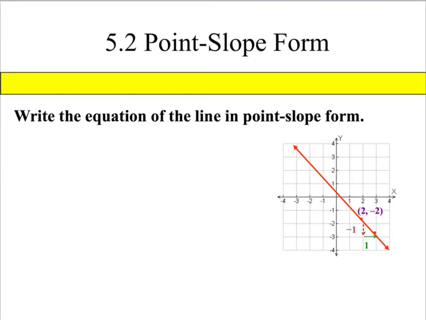It says write the equation of the line in point slope form. That line is supposed to be just slightly over right here. So my point is going to be negative 2, and it goes down 1 and right 1. Come up with the point slope form.